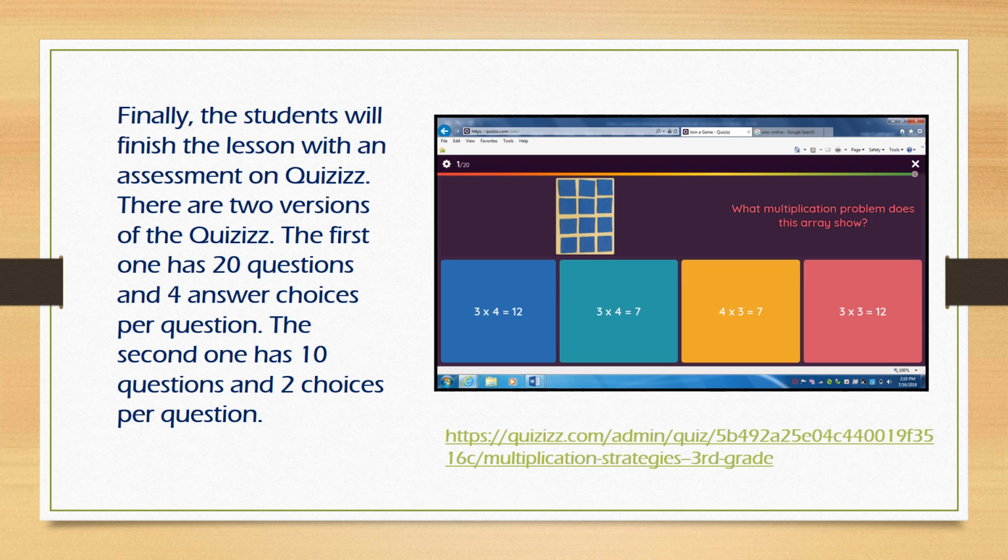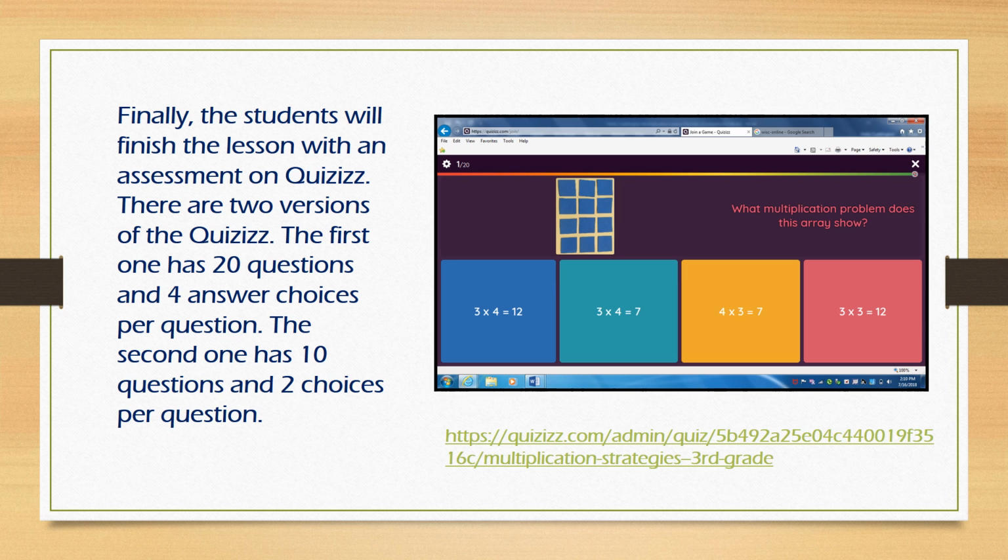So I made 2 different versions. The first version has 20 questions and 4 answer choices per question, and that's the one you're looking at here. It says, what multiplication problem does this array show? So hopefully your students are going to choose 3 times 4 equals 12 as their answer.